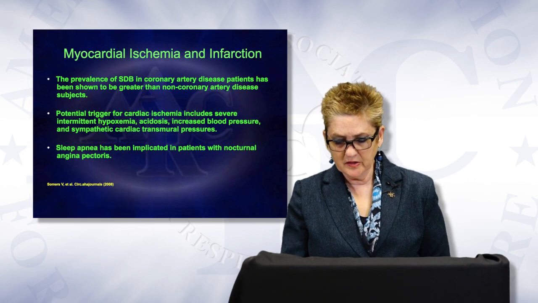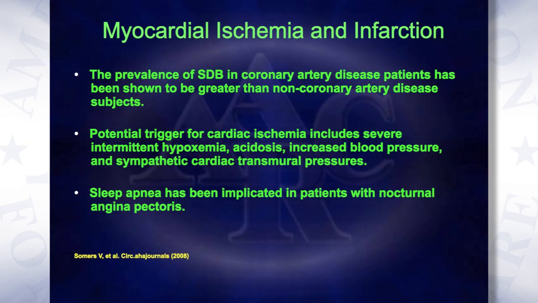When we look at myocardial ischemia and infarction, we look at the prevalence of sleep disordered breathing in coronary artery disease. Patients have been shown to have a twofold greater prevalence than non-coronary artery disease subjects. Potential triggers for this ischemia again go back to the hypoxemia, the acidosis caused by the increased level of CO2 in the blood, increased blood pressure, and the sympathetic cardiac transmural pressures. Sleep apnea has been implicated in these patients with nighttime angina.